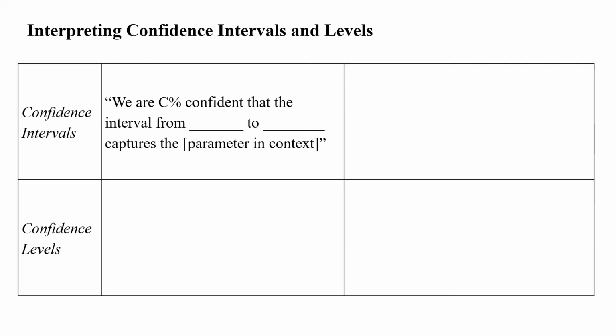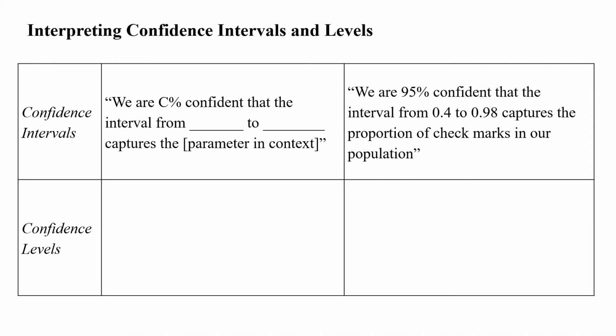The script for a confidence interval interpretation is: we are C% confident that the interval from blank to blank captures the parameter in context. So we have filled that in with the information we have, which from our opening activity is: we are 95% confident that the interval from 0.4 to 0.98 captures the proportion of check marks in our population. So we put what percent confident we are, we put what our interval is, and you can use any of the forms that we talked about at the beginning of the video: the plus or minus ones, interval notation, or actually just writing out blank to blank. And then our parameter in context is very important. So that is just a confidence interval.